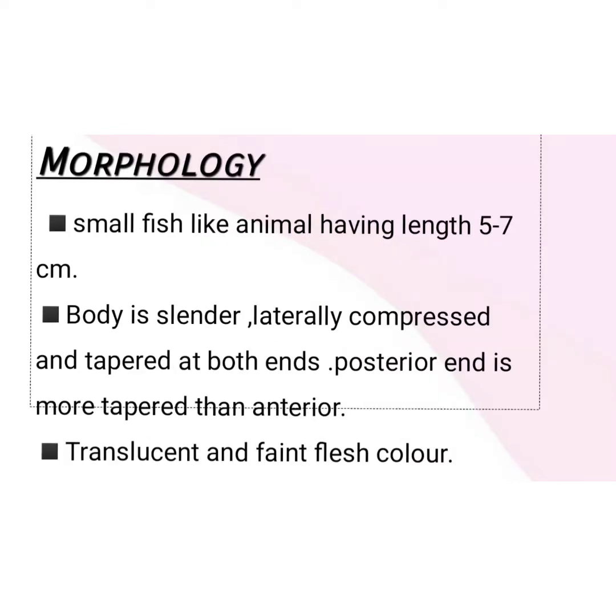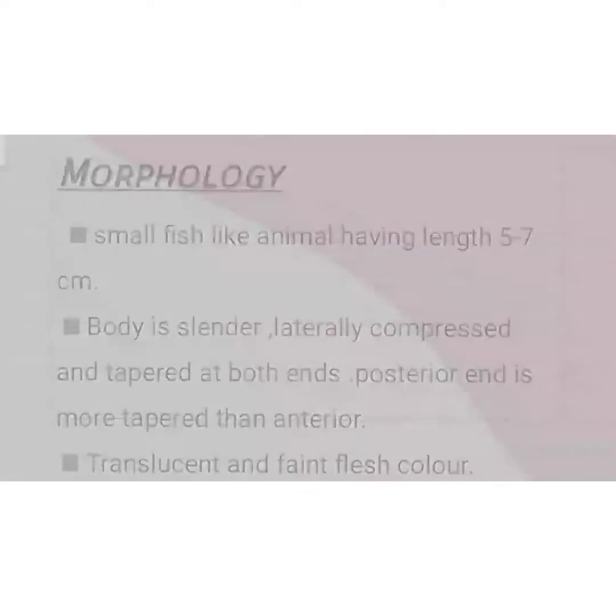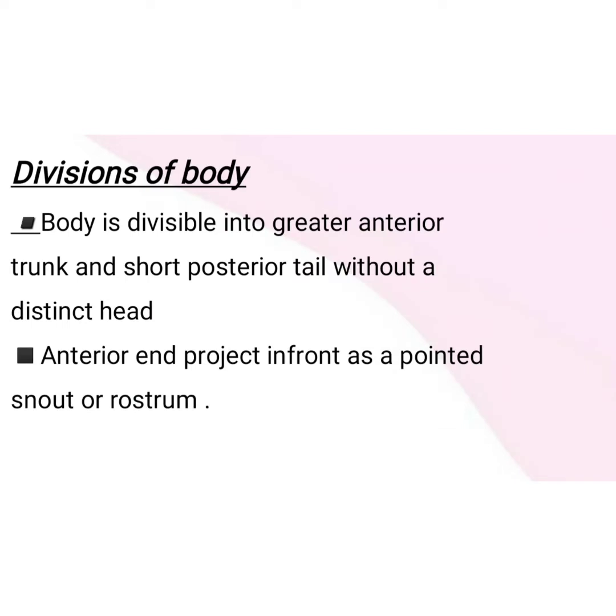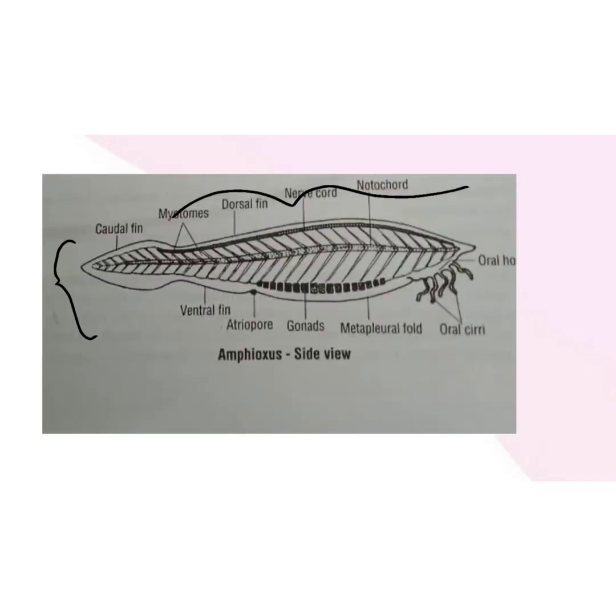Now let's have a look at the morphology of Amphioxus. It is a small fish-like animal having length 5 to 7 cm. We can see that the body is slender, laterally compressed and tapered at both ends. Posterior end is more tapered than anterior. It is translucent and faint flesh colored. The body is divided into anterior trunk portion and posterior tail region without a distinct head. Anterior end projects in front as a pointed snout, or it is called rostrum.